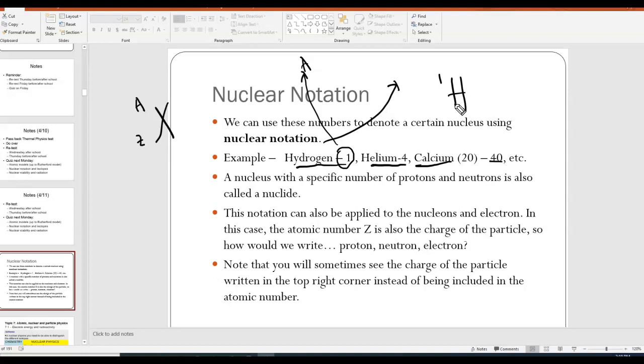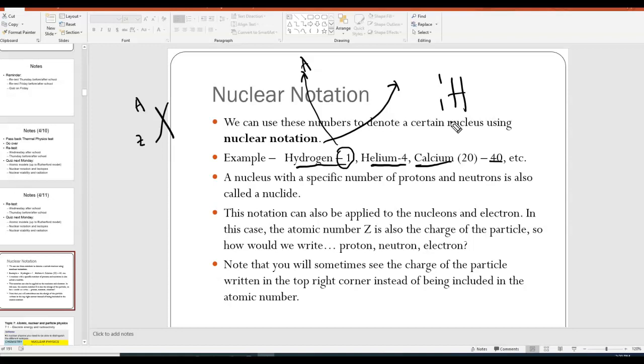Normally during this part of the unit, I would give you access to a periodic table because I don't expect you to know off the top of your head different atomic numbers. So you would ask, what is the atomic number of hydrogen? Oh, it's 1. So hydrogen 1 I would write like this: H, 1, 1, meaning hydrogen with one nucleon and 1 proton. In other words, the nucleon in hydrogen 1 is a proton.